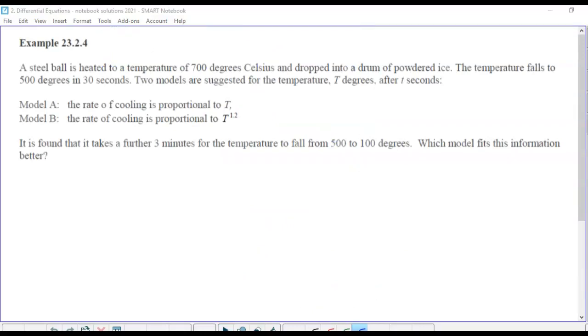All right, so another example. This one we're trying to figure out which is the best model. So it says a steel ball is heated to a temperature of 700 degrees Celsius and dropped into a drum of powdered ice. The temperature falls to 500 degrees in 30 seconds. Two models are suggested for the temperature capital T after t seconds. One model is the rate of cooling is proportional to the temperature, and the other one is the rate of cooling is proportional to T to the 1.2. It's found that it takes a further 3 minutes for the temperature to fall from 500 to 100 degrees. Which model fits this information best?